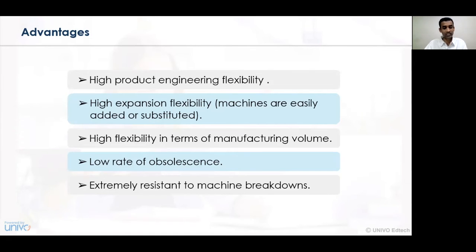The last advantage is that it is extremely resistant to machine breakdown. At certain stages, it has been observed that the job shop activity is always resistant to machine breakdown. Whenever there is a machine breakdown, the machinery may get back into working condition in a very effective way at an early stage, and accordingly there can be a minimized number of breakdowns associated with the machines.